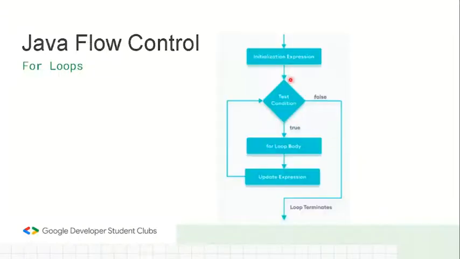So we have here a flowchart of the for loop. We have the initial expression, we have your decision, which is to test the condition. If it's true, then the code inside the for loop block is executed, then it updates the expression, then it checks again, and we'll do it repeatedly up until the test condition is false, which would then terminate the loop.